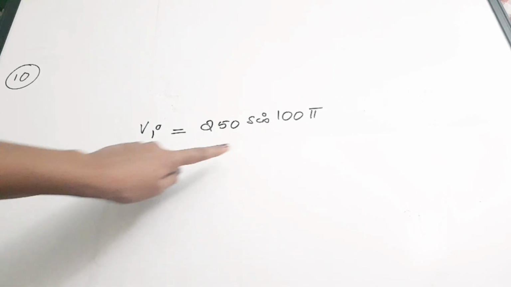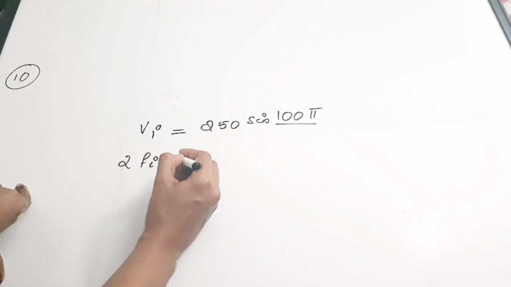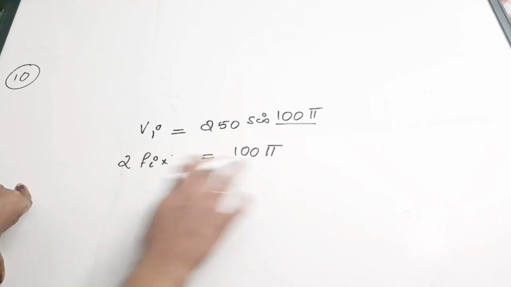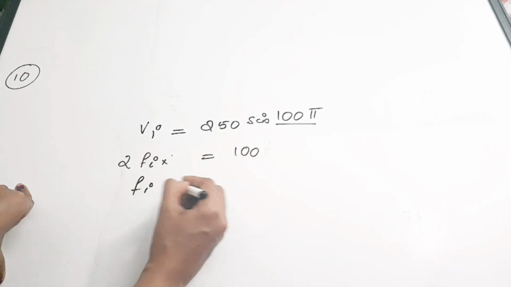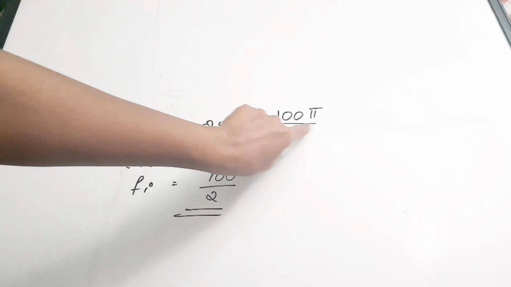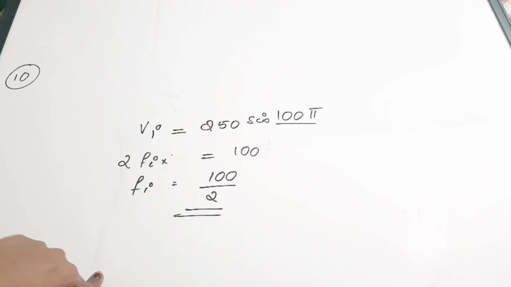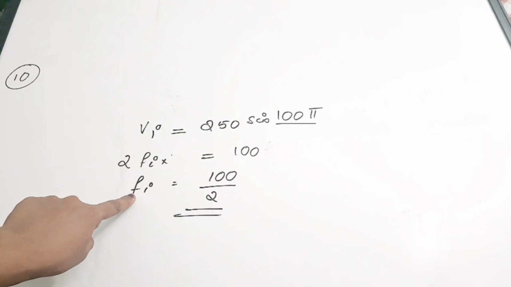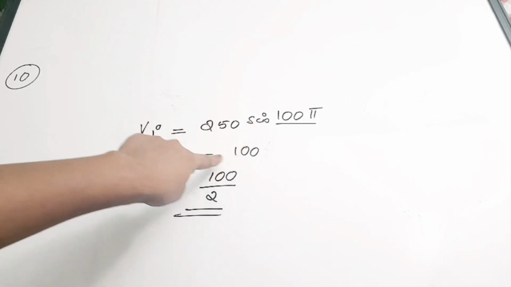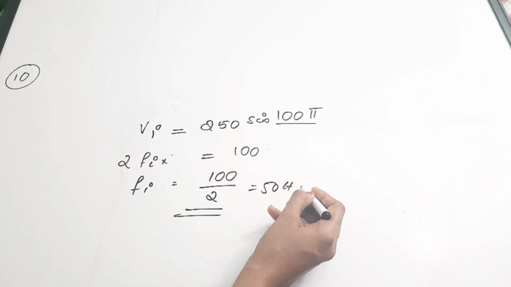So from this, how will you find the input frequency? Here 100 t is nothing but 2 pi f t, so 2 pi f is equal to 100 pi. Okay. So what will be f? f is equal to 100 by 2, okay, which will be equal to 50 Hertz.